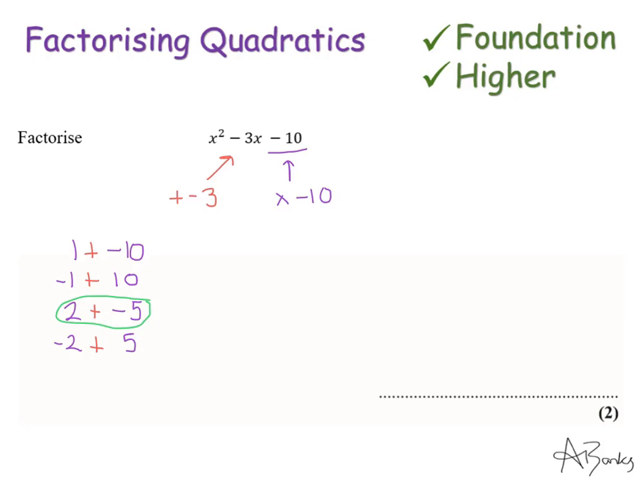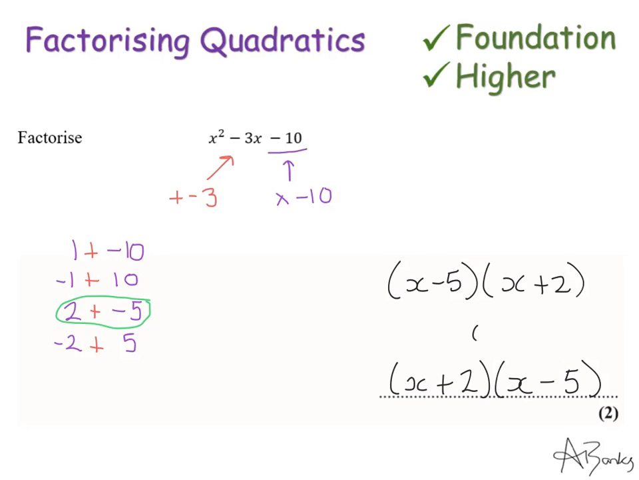So in my brackets I'm going to have x plus 2 and x minus 5. Again, it doesn't matter if I'd done it the other way around. I could have said x minus 5 and x plus 2. Either way around is fine, and that will get me the 2 marks.